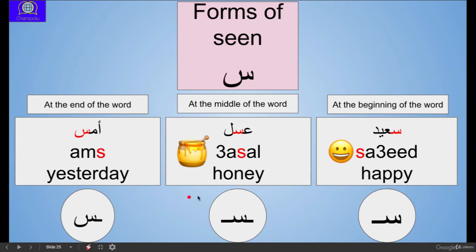So let's take examples. In the word Sa'id, which means happy, you'll find that the letter Sin occurs in the beginning of the word, so it takes the initial form. And in the word Asal, which means honey, you'll find that the letter Sin occurs in the middle of the word, so it takes the medial form. And in the word like Ams, which means yesterday, you'll find that the letter Sin occurs at the end of the word, so it takes the final form.